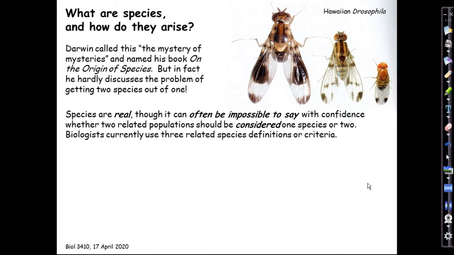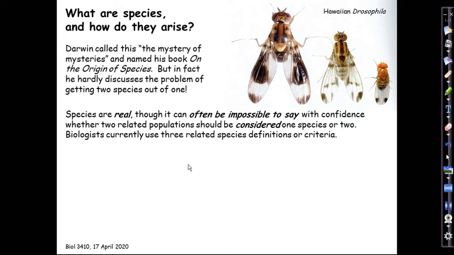What are species, and where do they come from? Darwin called this the mystery of mysteries, and named his great book On the Origin of Species. But an irony of that title is that in fact the Origin hardly discusses the problem of getting two species out of one. The book is much more focused on convincing us that natural selection can in principle explain both the amazing diversity of the living world and its adaptedness, as shown, for example, in these three Hawaiian Drosophila species.